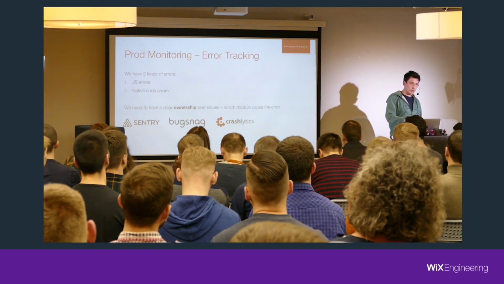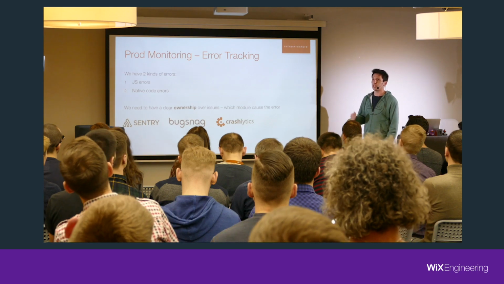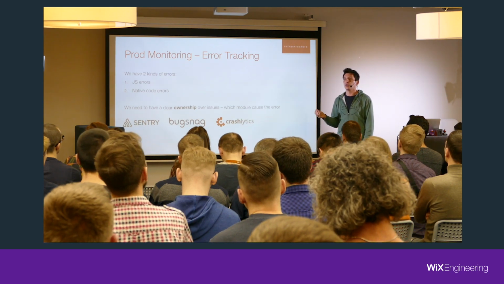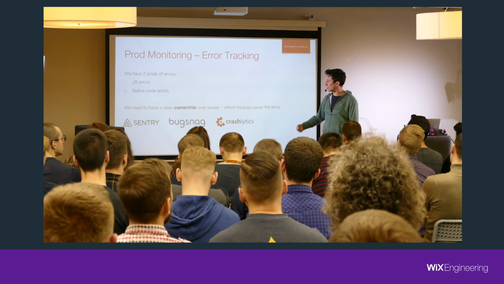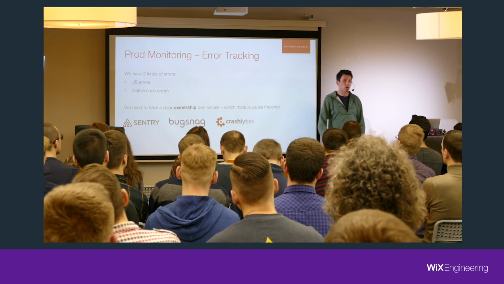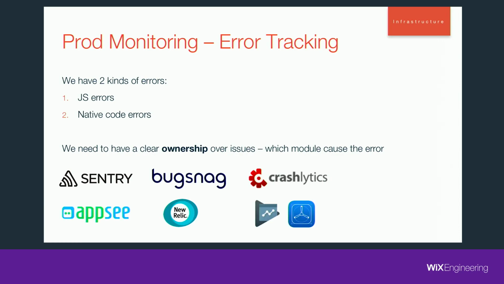And for JavaScript, we're using Sentry for now. And currently with Sentry, we have problems identifying from which module the error is triggered. So we're thinking of moving to Bugsnag and Crashlytics. Crashlytics actually today announced that they are supporting React Native with full stack traces, cross-platform stack traces. And for native, we're using New Relic to monitor our network and native crashes.